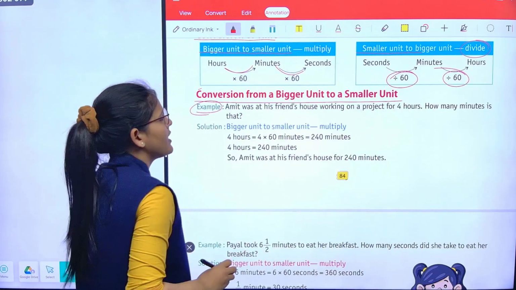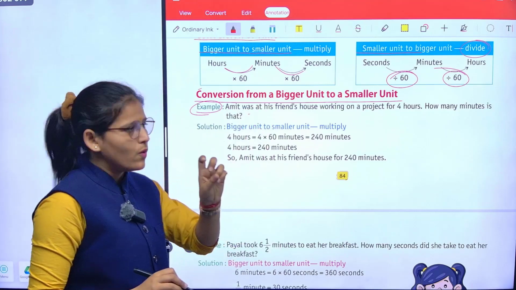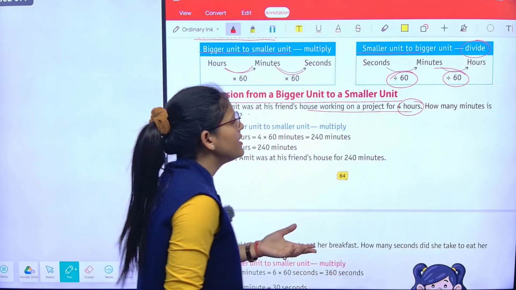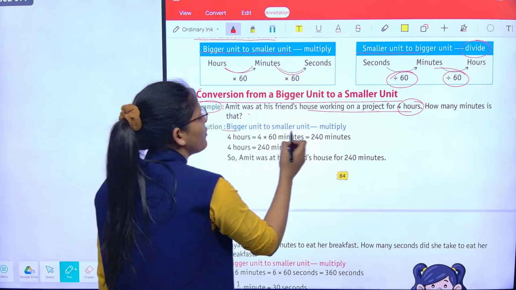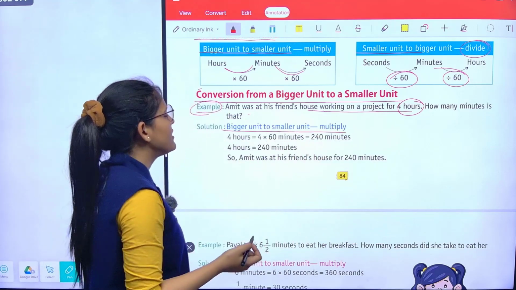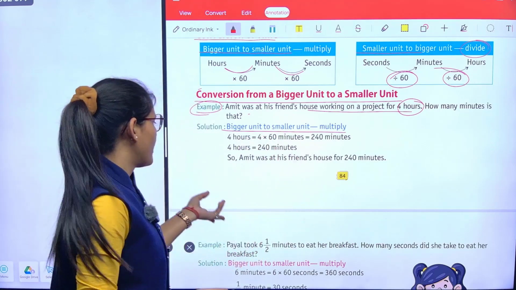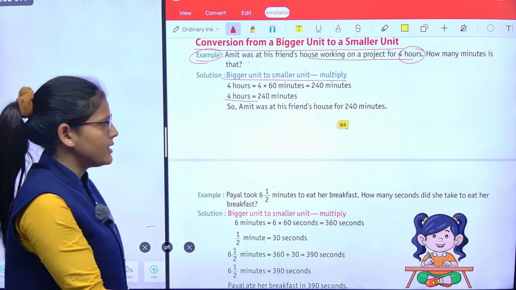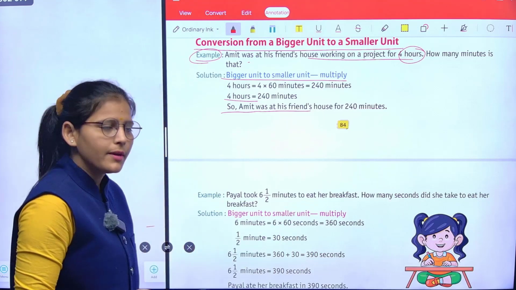Example, Amit was at his friend's house working on a project for 4 hours. How many minutes is that? Class, how many minutes does he have? So bigger unit to smaller unit, multiply. 4 hours is equal to 4 into 60, that is 240 minutes. So Amit was at his friend's house for 240 minutes.